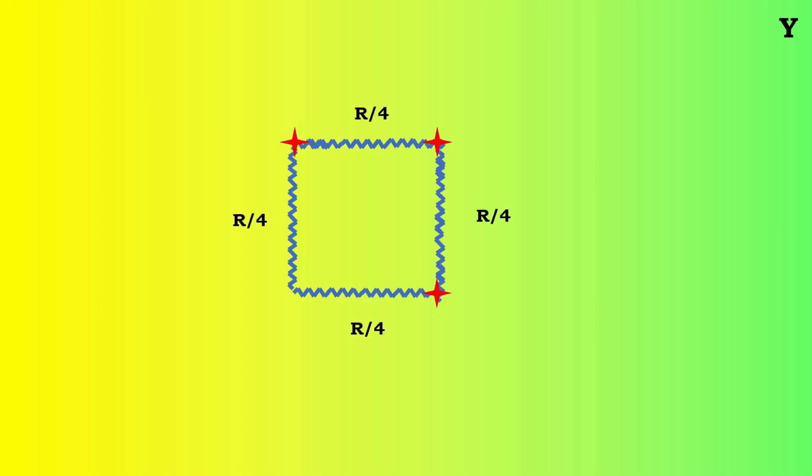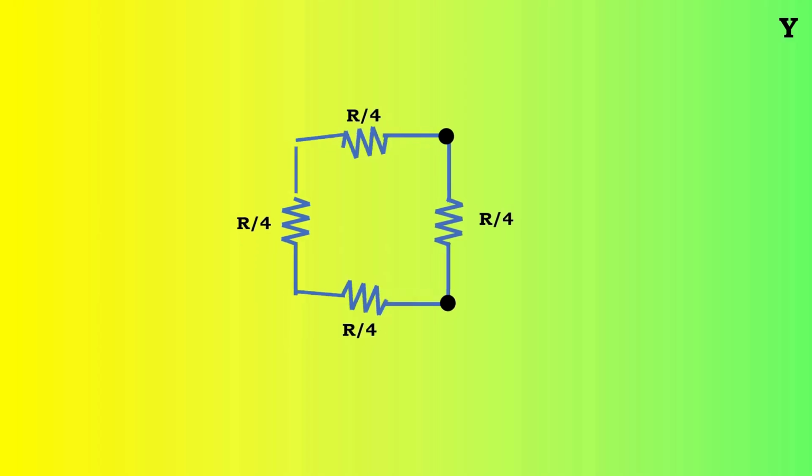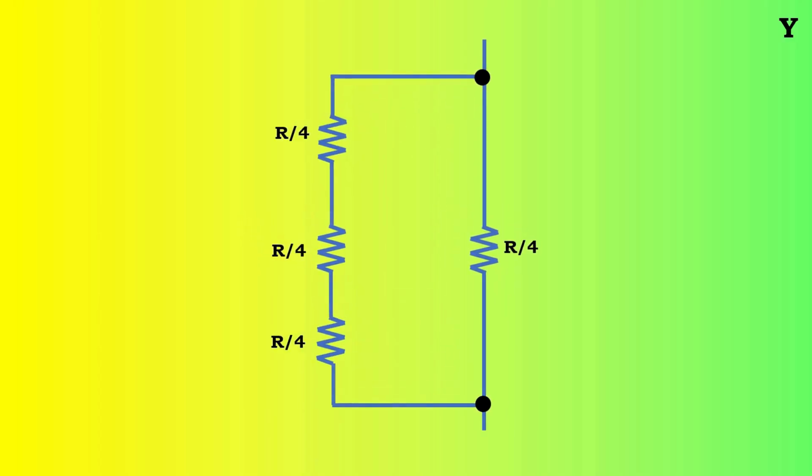Let's analyze the square first. Since the wire was divided into 4 equal parts, each side of the square has a resistance of R by 4. Instead of drawing the wire, we can represent each side using a resistor of resistance R by 4. Now we need to find the resistance between the 2 highlighted corner points. To make things easier, let's redraw the circuit without changing any connections.